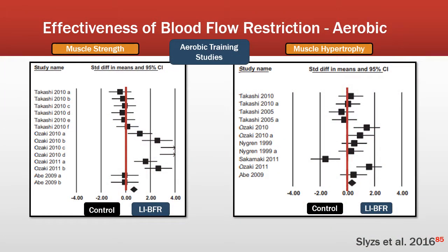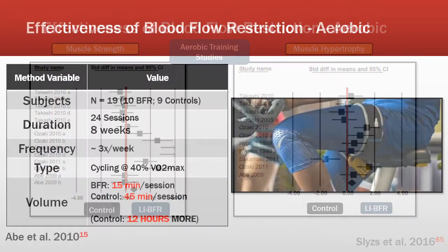Okay, you're familiar with this study. It was the same systematic review that was shown in the resistance training section. Again, they used forest plots to demonstrate the difference: low-intensity BFR in the presence of aerobic exercise improves muscle strength and muscle hypertrophy in comparison to controls.